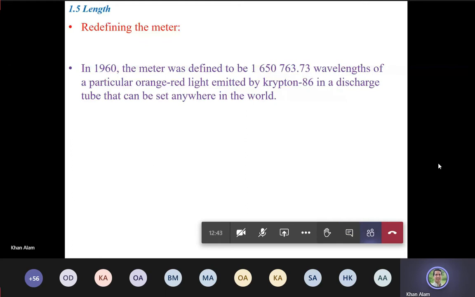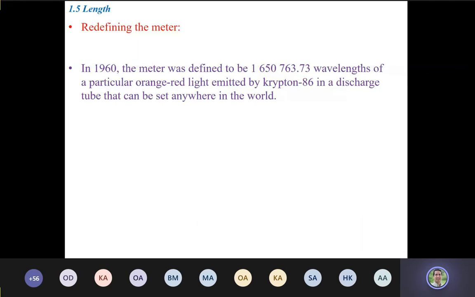If you have that many wavelengths, as mentioned there, that is emitted by krypton 86, then the total length covered by that wavelength will be equal to 1 meter. That was a little bit sophisticated definition for it, and with a high accuracy.